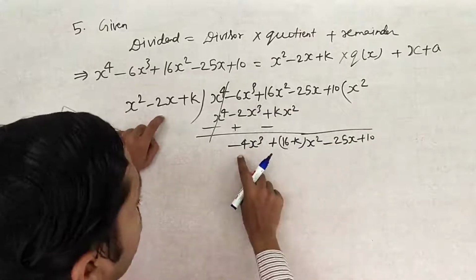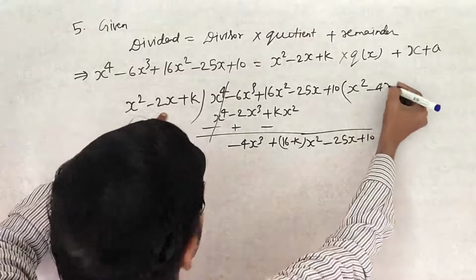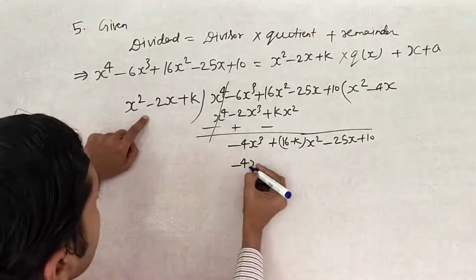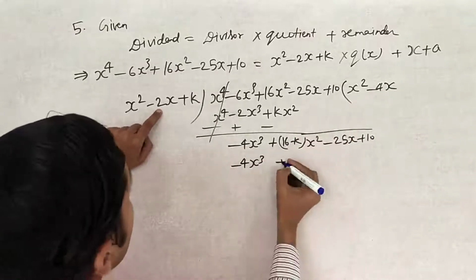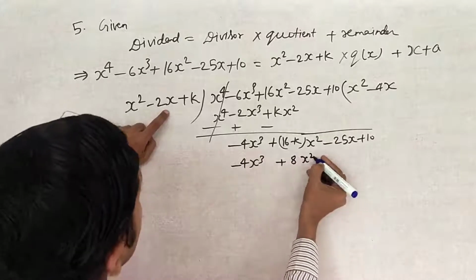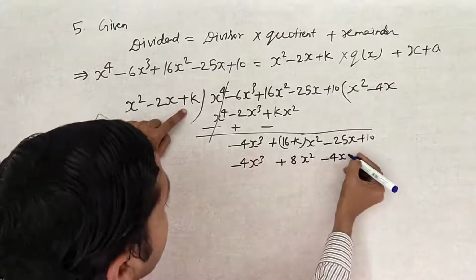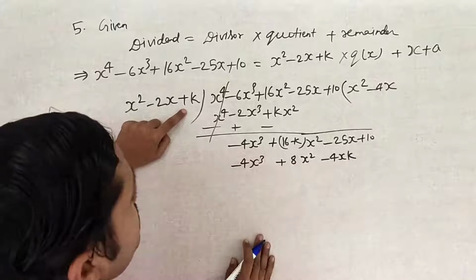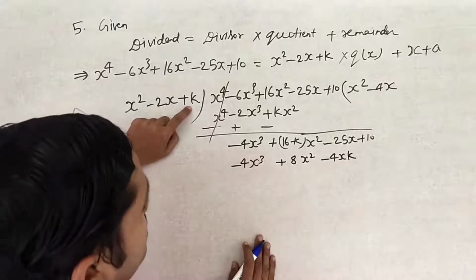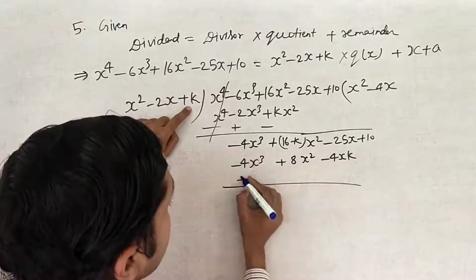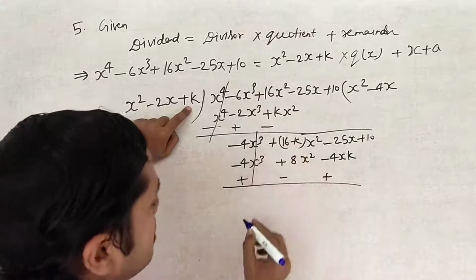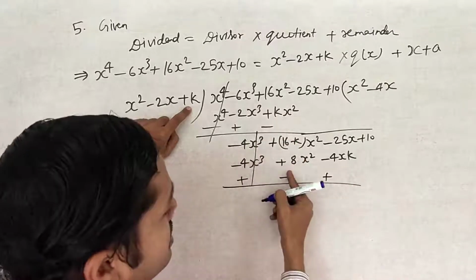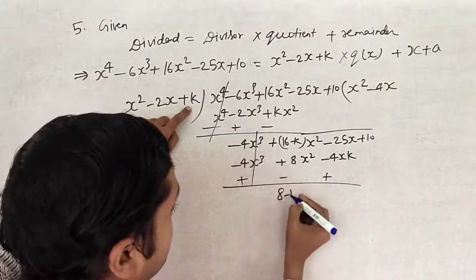Therefore, now look at 4x³ minus 4 into x. Minus 4x³. Clear? Minus plus 4 into 8x² minus 4xk. Now look at plus, minus, plus. This one cancels. How much? 16 minus 8. So (8 − k) into x.